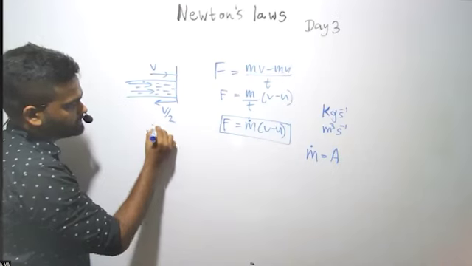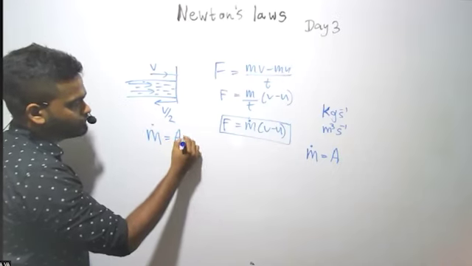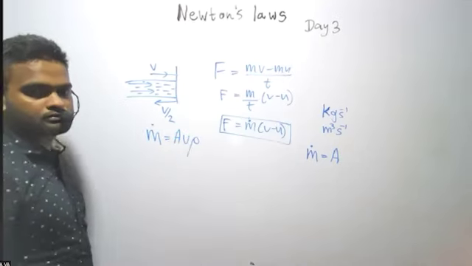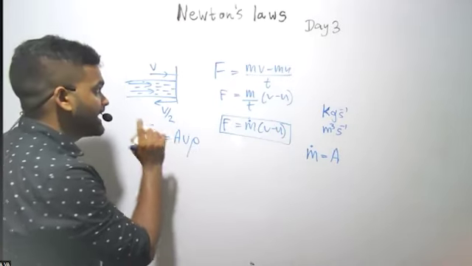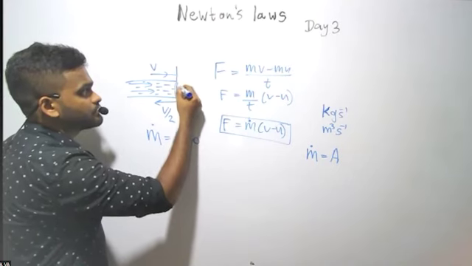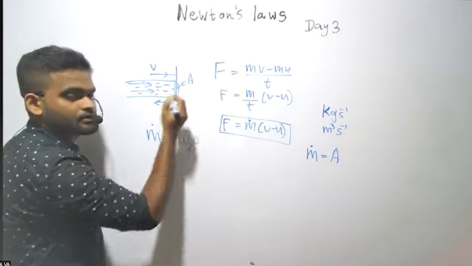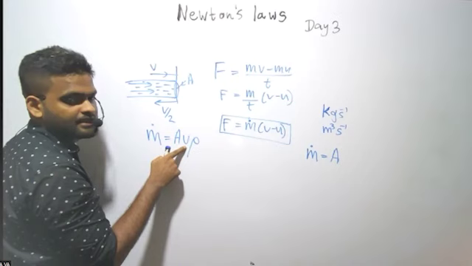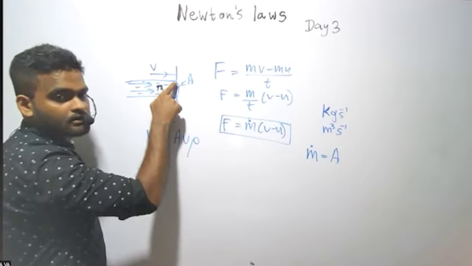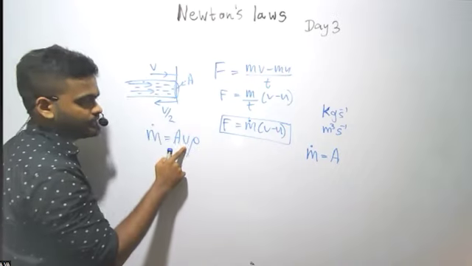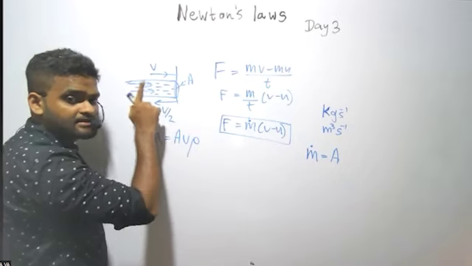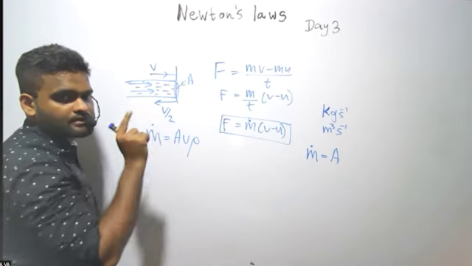Mass flow rate is equal to what? A V rho. You need to know this. What is A? A is the cross section of the flow. V is velocity. It hits the ground, hits the wall. V, right? Incident velocity, V. Rho is the density of the liquid.